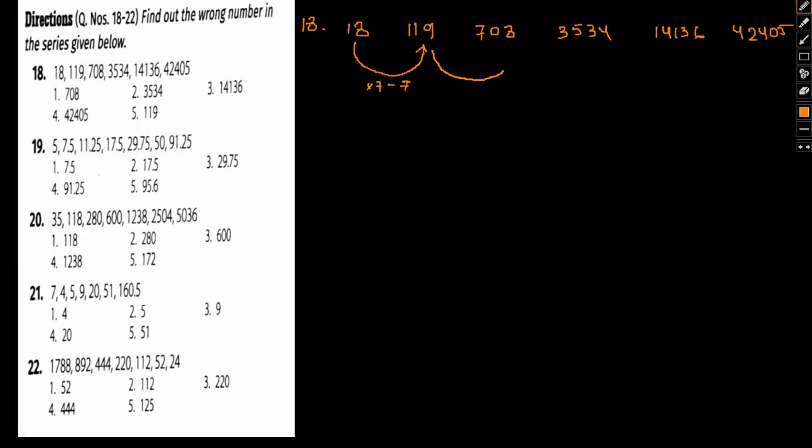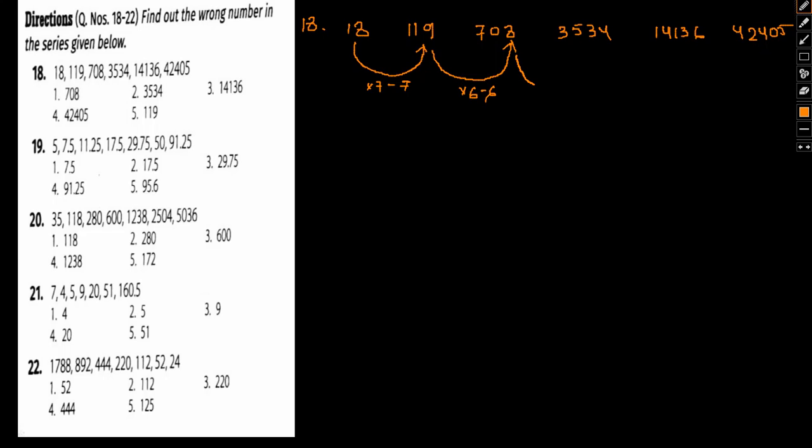Now let's try and get the next one. We have 708 over here. 119 into 8 would be too large a value. If we go 119 into 6, then it comes out to be 714, and then minus 6, which is 708. So it is 119 into 6 minus 6. Yes, we can see a certain pattern over here.